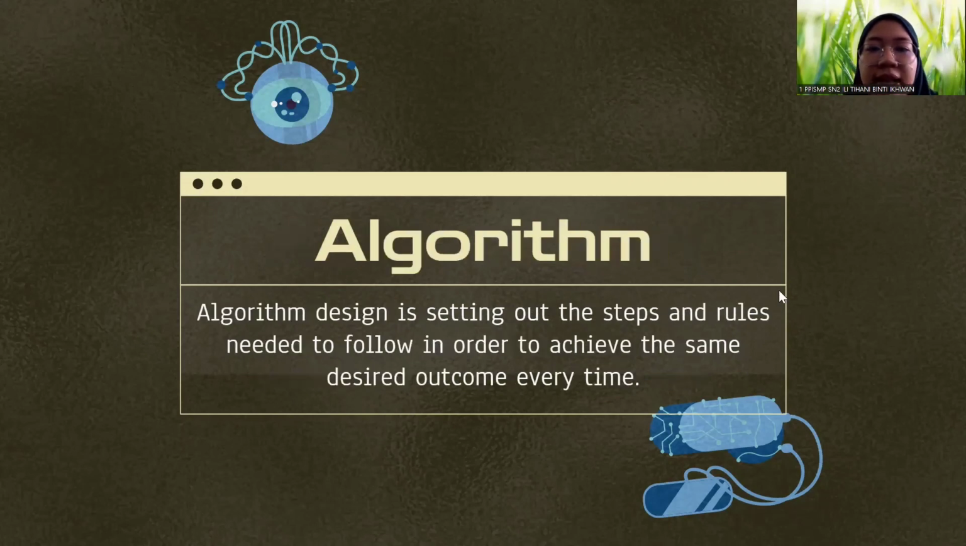Next is algorithm. Algorithm design is setting out the steps and rules needed to follow in order to achieve the same desired outcome every time. While creating the game, the algorithm element is when I think of the steps that should be followed to make the object fall into the water. For example, first, I have to set the height of the object, then set the object to fall down by -5. And lastly, the object should stop on the surface of the water for a float object.